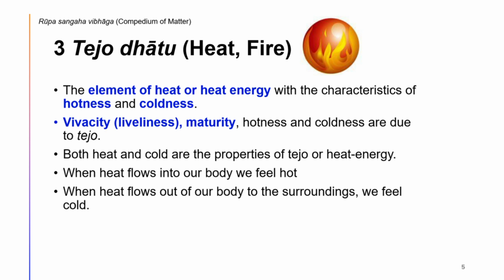Next one, Tejo Dhatu. The element of heat or heat energy, with the characteristic of hotness and coldness. Heat is defined as two kinds of pattern, either it's hot or it's cold. The characteristic is what they call vivacity or liveliness, maturity. Hotness and coldness are due to Tejo. Both heat and cold are the property of Tejo or heat energy.